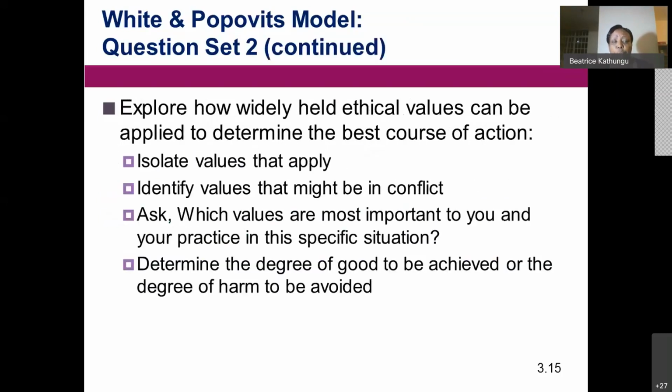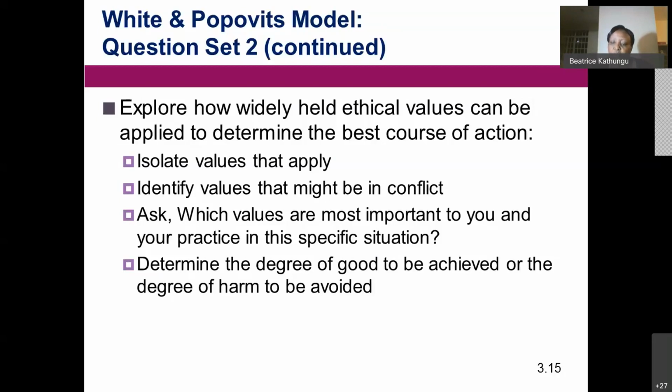Now, the other thing you do in still the second set of questions, you explore how widely held ethical values can be applied to determine the best course of action. So like Dr. Oko said, ethics is about the best course of action. Sometimes when you can't see any codes that can guide you and there are no laws to guide you, then you want to make the best decision, which is based on the best course of action. So think about the values that are applicable, isolate them and look at them. Find out which ones might be in conflict.